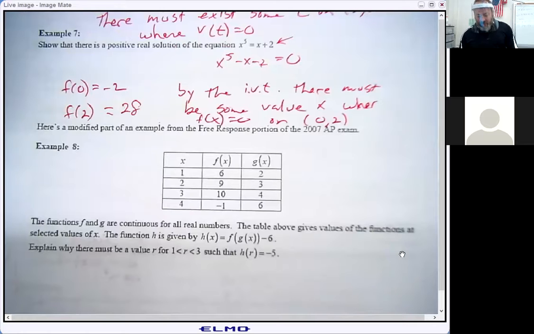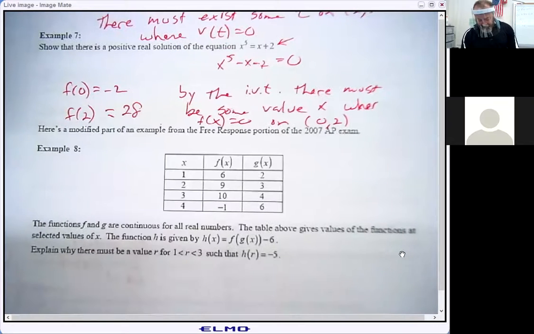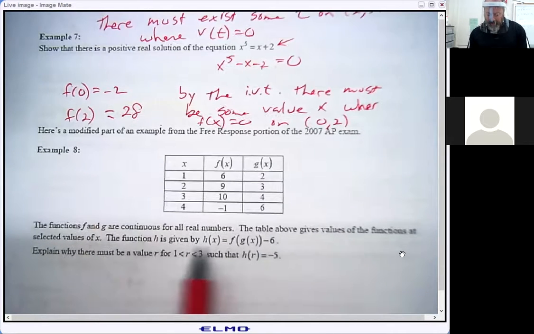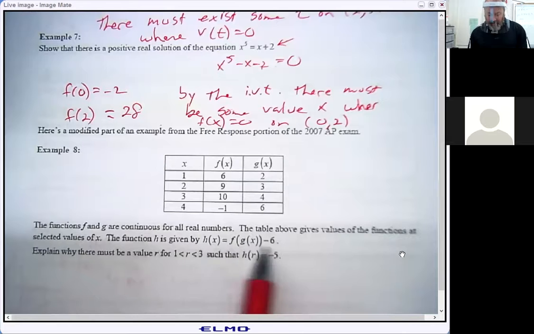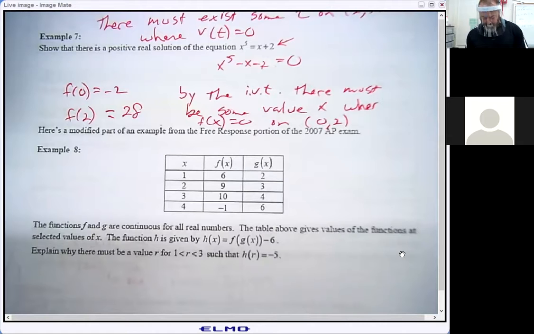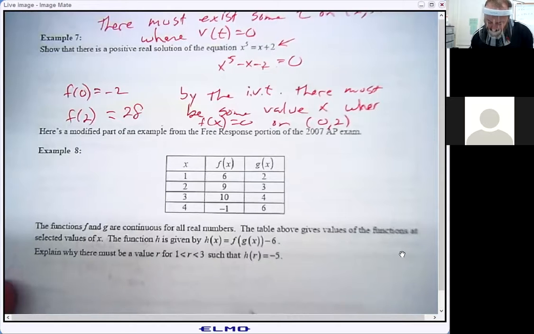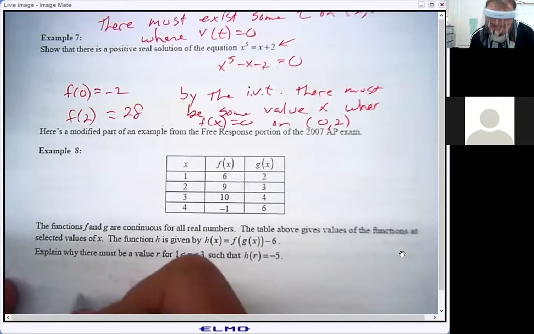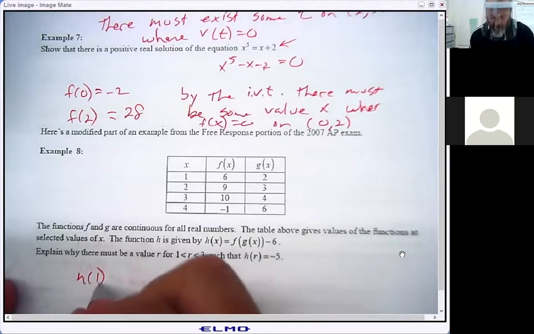And the last little piece is we've got these two functions, f and g. The functions f and g are continuous. And the table gives all these values. The function h is somehow like this. Explain why there's some value where h of r would be negative 5. So I got to think about this one a little bit. Somewhere from 1 to 3. So let's see. What is h of 1?